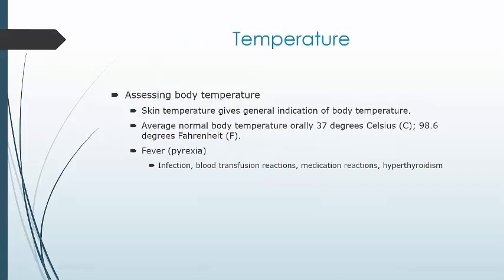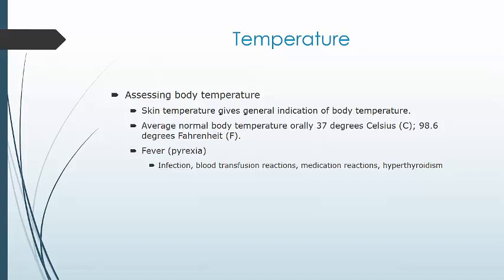Now, for your temperature, typically, we're going to take our hand and feel with the back of our hand and get a general idea of body temperature, whether it's high or low or something like that. So normal body temperature taken orally is 37 degrees Celsius or 98.6 degrees Fahrenheit. Now, it can fluctuate over the course of a day. It can go maybe as low as 96.4 or as high as 99.1.